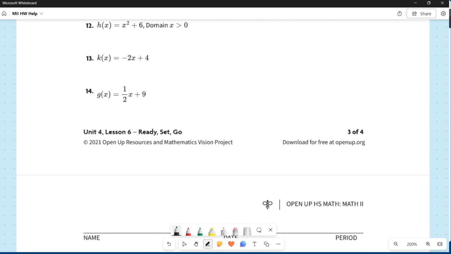Question 12. 12 says h of x equals x squared plus 6. That's a quadratic. And just like number 10, we are restricting our domain such that x is strictly positive.